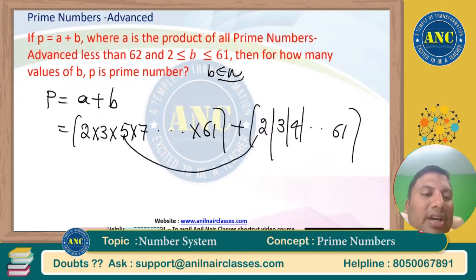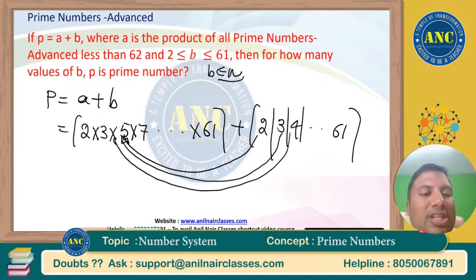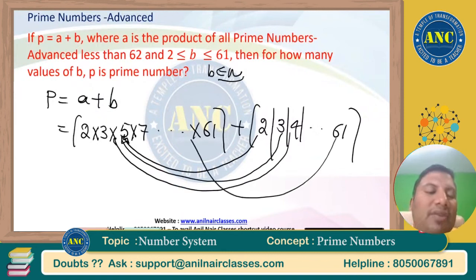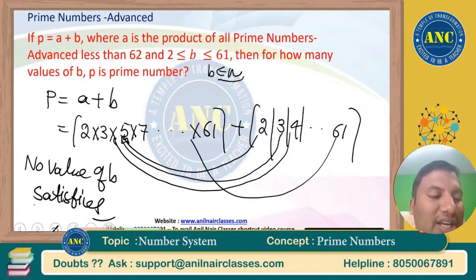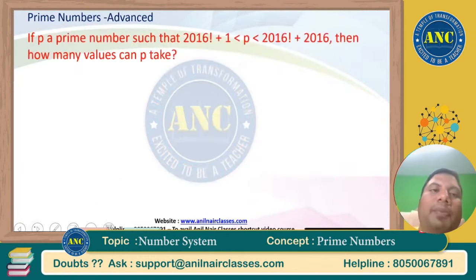2 is a part of this number. 3 is a part of this number. A factor of 4 is a part of this number. 61 is a part of the number. No value of B satisfies this equation. Various models are what we are looking at in prime numbers.